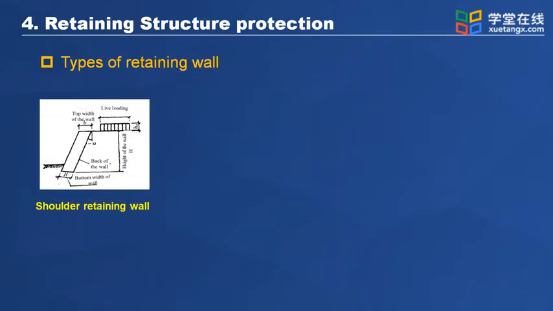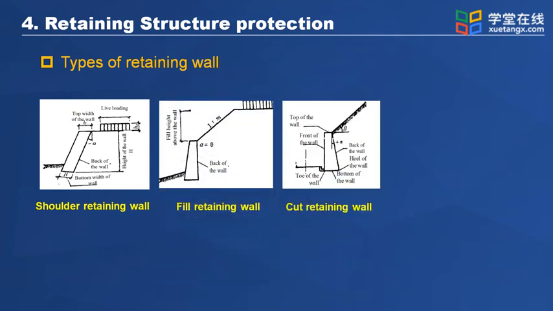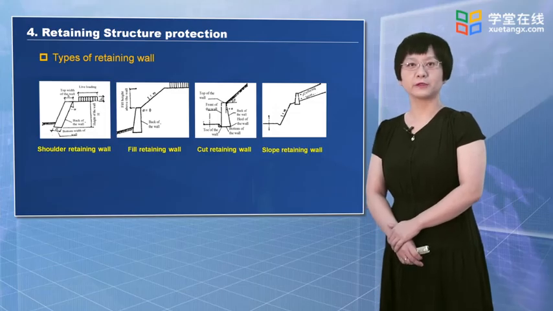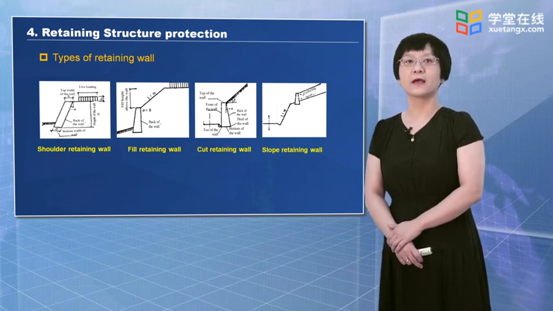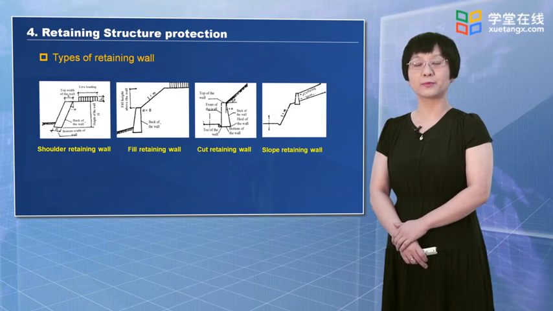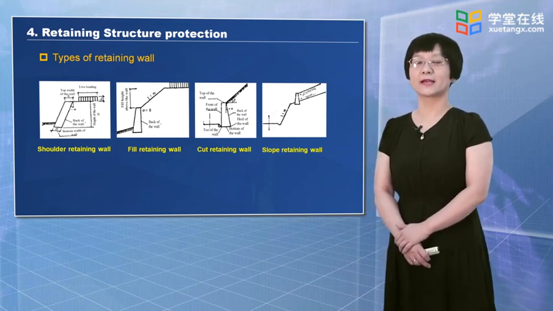According to their position, retaining structure may be categorized into the shoulder retaining walls, fill retaining walls, the cut retaining walls, and the slope retaining walls. Here, I only briefly introduced the use occasions and types of retaining structures. If you want to find more details about the retaining structure protection, you can refer to the National Subgrade Design Specification.